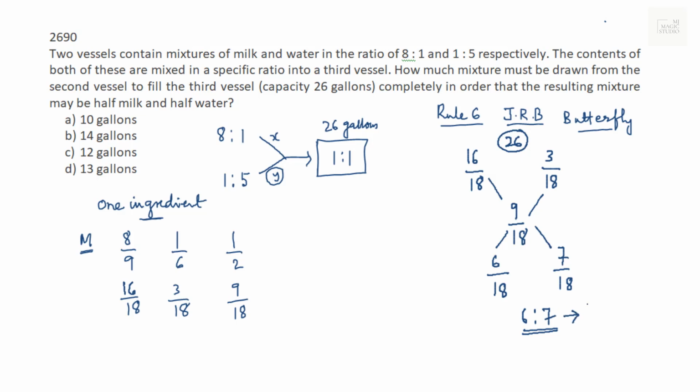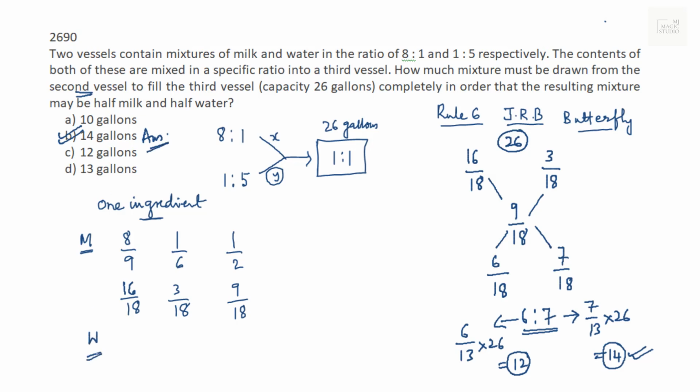So this second vessel would be 7/13 into 26, that is 14 gallons, and the first vessel would be 6/13 into 26, that is 12 gallons. What is the question asked? How much mixture must be drawn from the second vessel? We need 14 gallons from the second vessel. Option B fits in. Now you may be wondering, what if I want to take water?